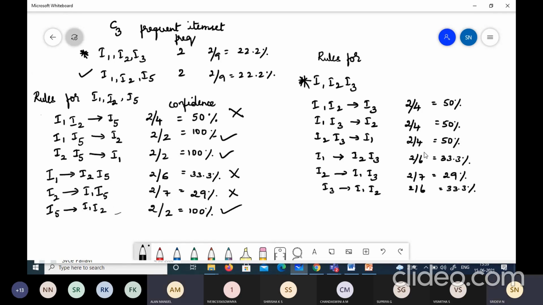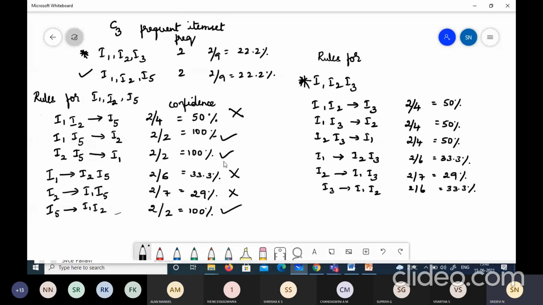Anybody? Nothing, ma'am. Yes. Why? The confidence they have asked for is 100. Yes. The confidence, whatever is asked, is 70%, not 100. It's 70% in the question. Hence, we will not be able to accept any rules for this frequent item set generation. We cannot form any rule, because the confidence is less than 70%.